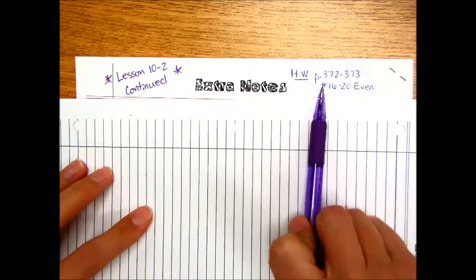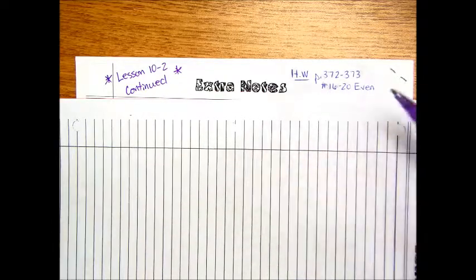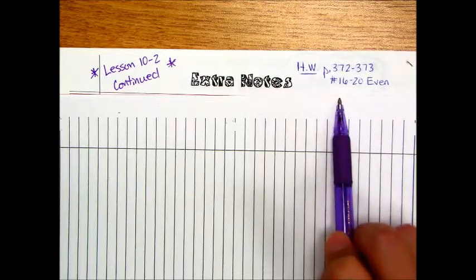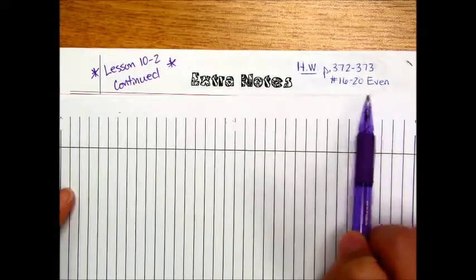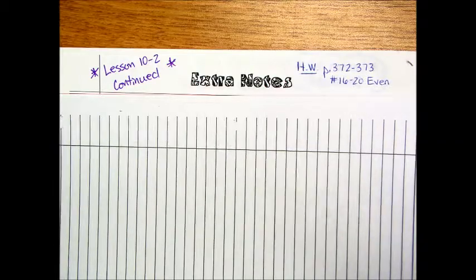And homework today is just going to be an extension of what you started on 10.2 yesterday. On pages 372 and 373, you're just going to add 16 through 20 even. So that's just 16, 18, and 20 that are going to get added on to the end of yesterday's homework, and then we'll grade all of 10.2 together as one assignment.